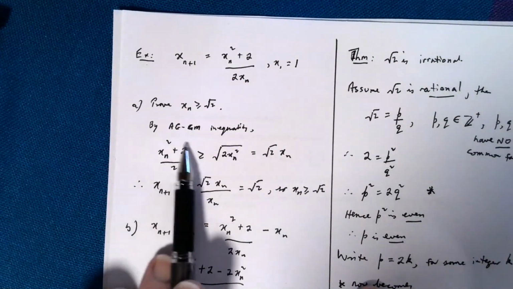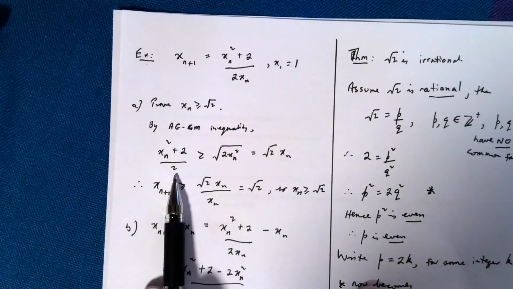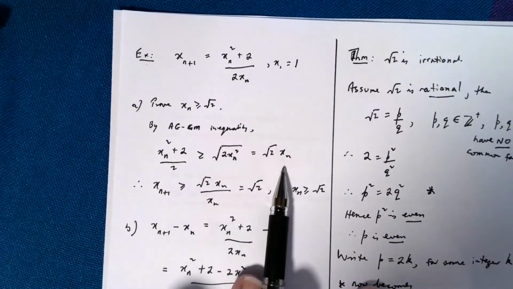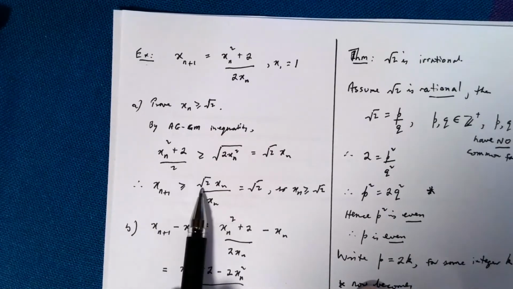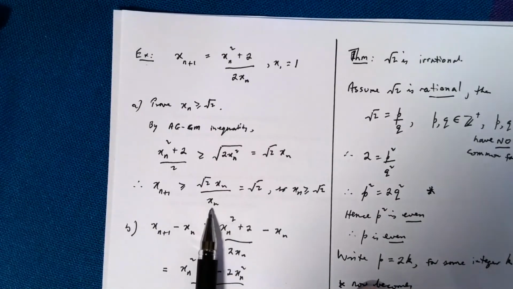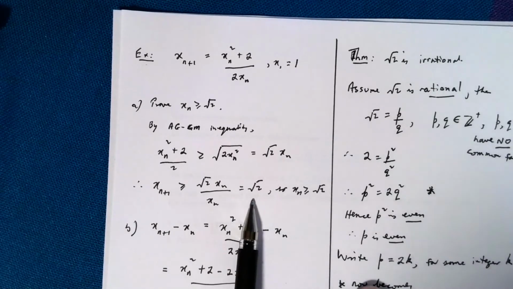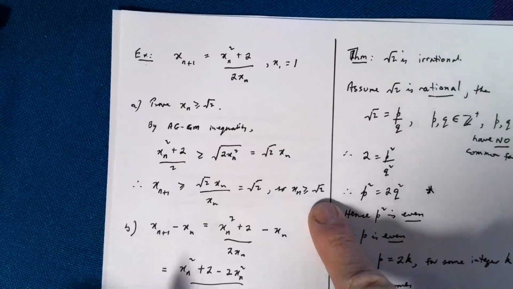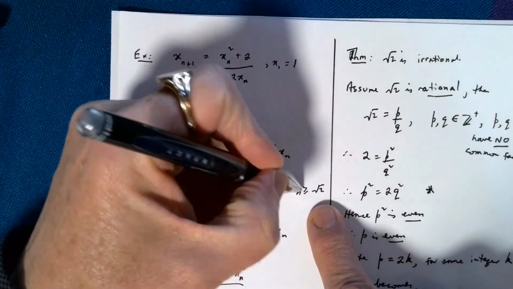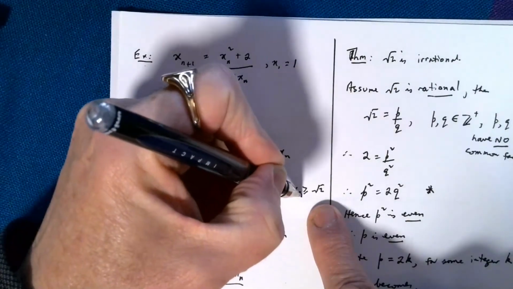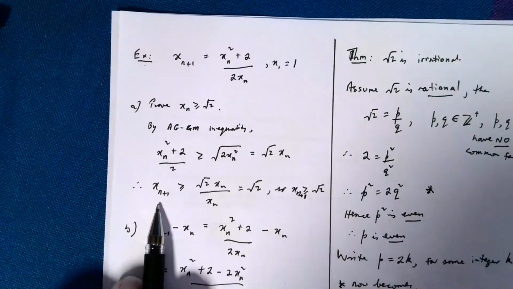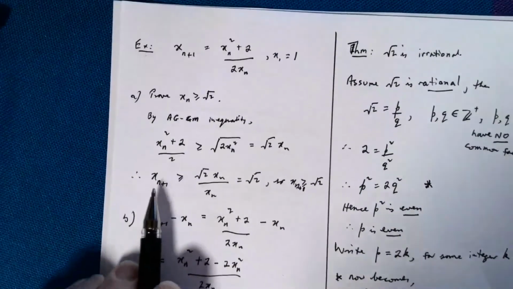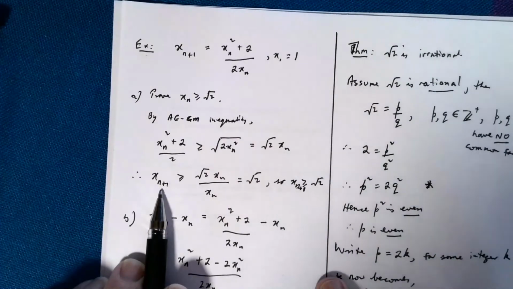We've already worked out what this is, so I'm just going to divide both sides of this by xn. And I then have x(n+1) is bigger or equal to root 2 xn over xn. The xn's cancel and I just get root 2. And that's the first result. We've now proven that x(n+1) is bigger than root 2, which, by the way, is just the same as saying xn is bigger than root 2, but we'll just leave it as that. So x(n+1) is bigger than root 2.